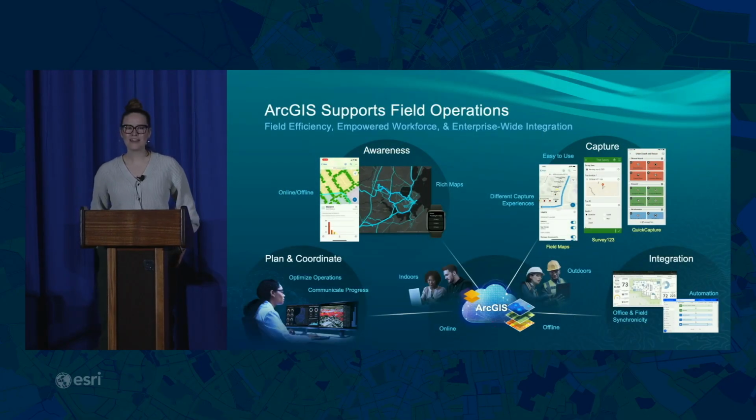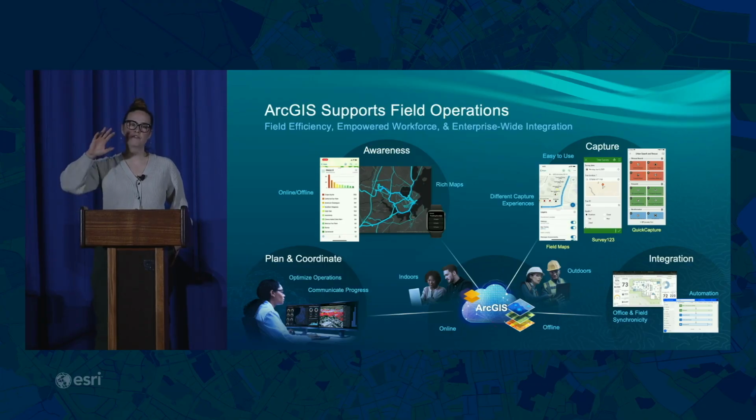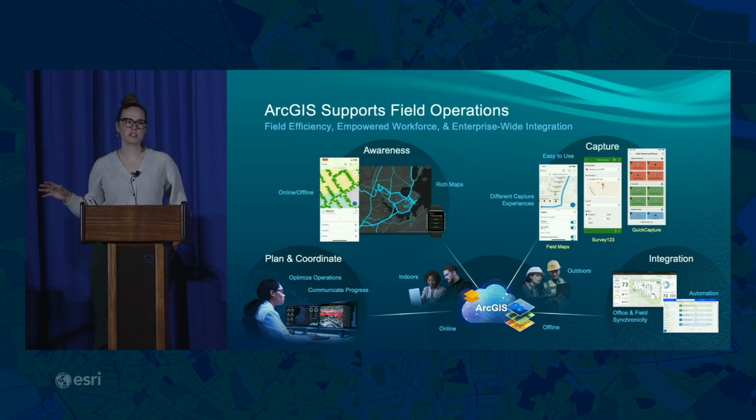You will probably have seen a slide of this description for a couple of years now. This is really how we define field operations in the ArcGIS system. So we start off right at the beginning, planning and coordinating everything that you need to do before you go out into the field. And then we've got awareness. This is all about making sure that the folks in the field have the information they need to make informed decisions.